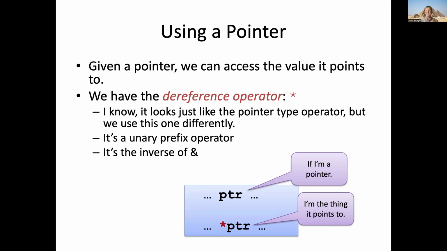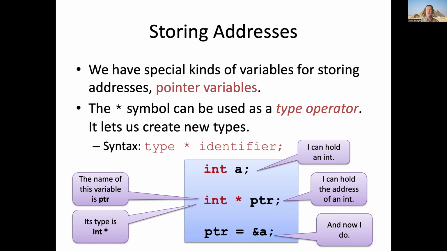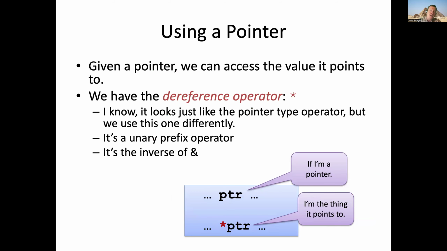And this is not a type operator, although it's written the same way. This is just a different job that star can do. So on our previous slide, I was saying star, you could use that to define a new type. But if you put star in front of a pointer, then we call it the dereference operator. It's also a unary prefix operator, so it just takes one operand, and it comes before its operand. In front of a pointer, star gives you the thing it points to.